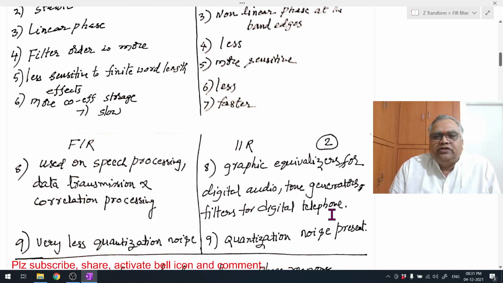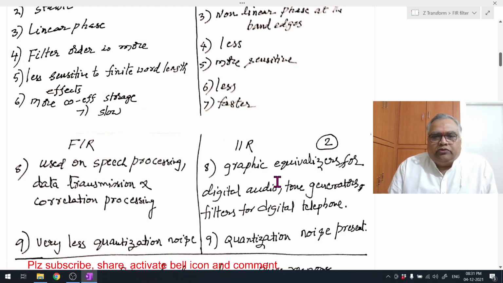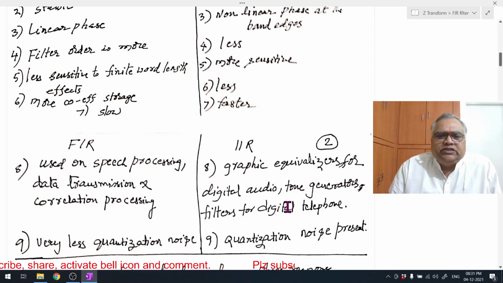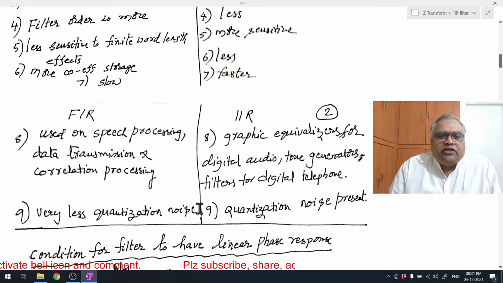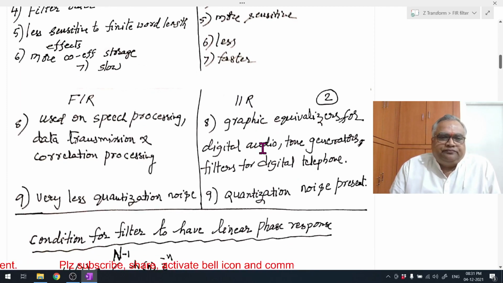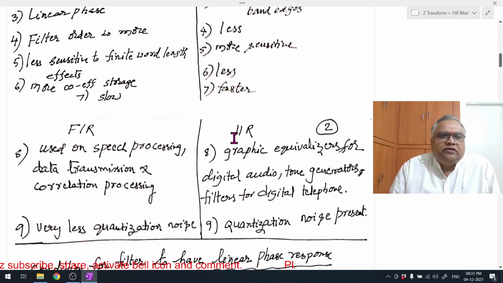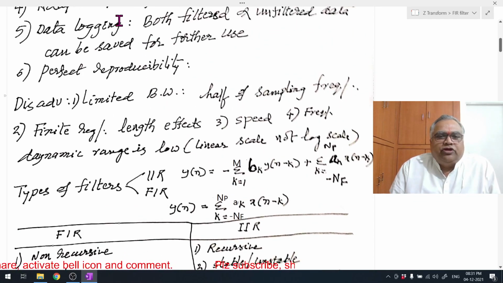Tone generators and filters for digital telephone. Any phone, when we are dialing a number, each number will have a corresponding tone generator with different frequencies. So that is also used in telephone. And very less quantization noise. Quantization means after sampling we are adjusting to the nearest value. So we are rounding to the nearest value. That is called quantization noise. It is very less in FIR and more in the IIR filter. So these are the differences and these are the advantages.